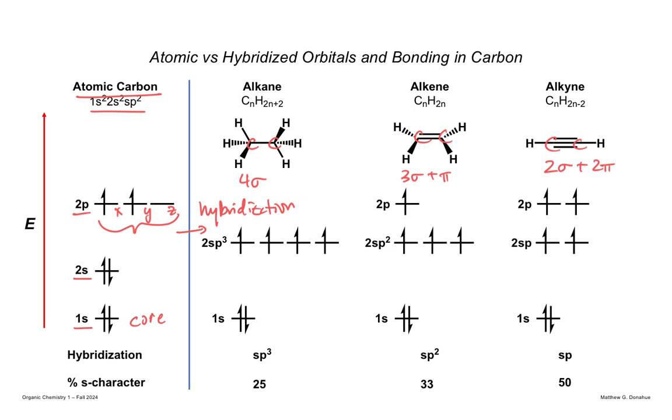So we count our electrons, 1, 2, 3. Those are going to form the 3 sigma bonds. The p orbital that's left alone is going to match up with another p orbital on a second carbon to form a pi bond. So a pi bond is made up of 2 p orbitals, each carbon donating 1.